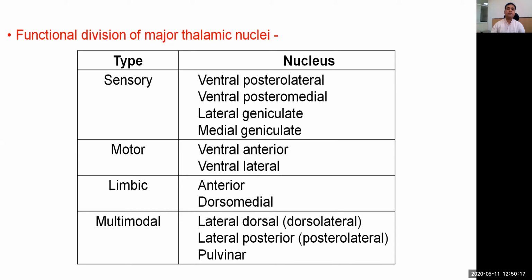As we can see, this is the functional modality, that is sensory nuclei, motor nuclei, limbic nuclei, and multimodal. Depending on whatever functions we have discussed up till now, the nuclei are functionally divided.